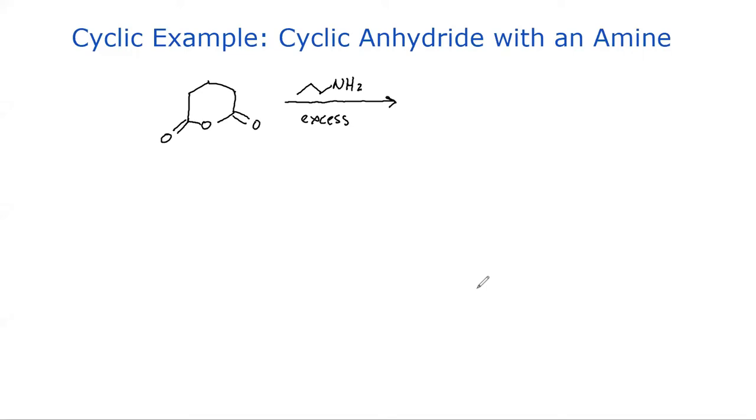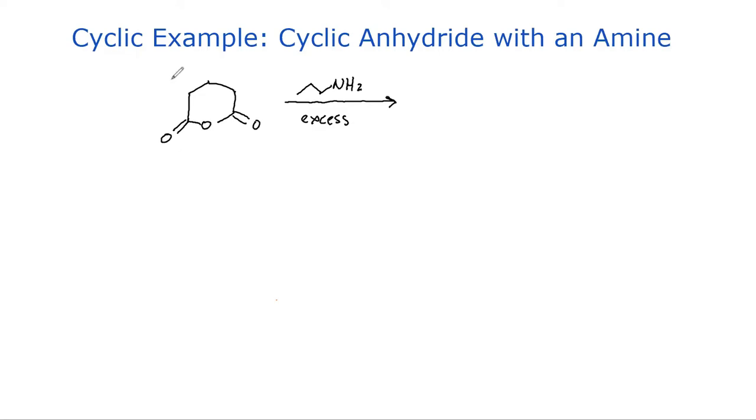We'll take a look at a reaction of a cyclic anhydride with an amine. Reactions that involve cyclic starting materials can be tricky because having that functional group in the ring means you typically have to cope with a ring opening in addition to the condensation reaction.